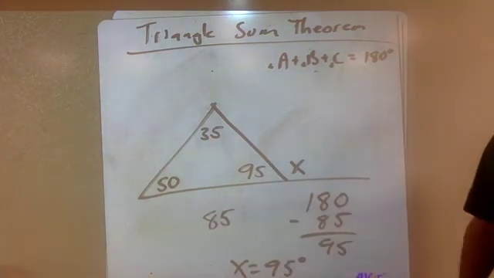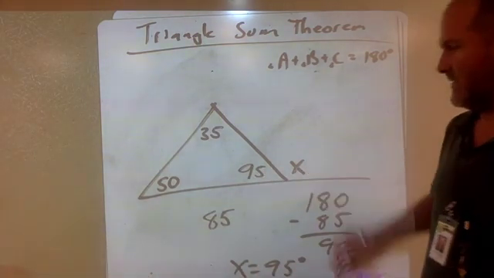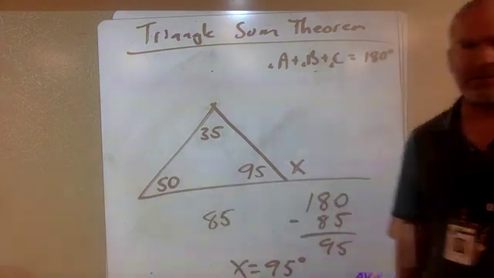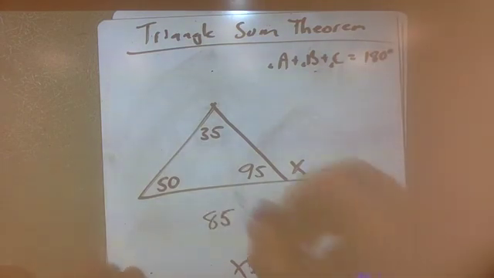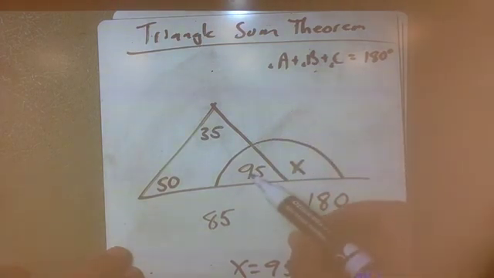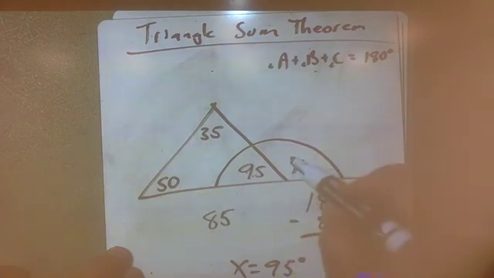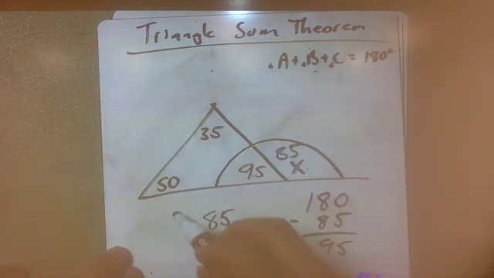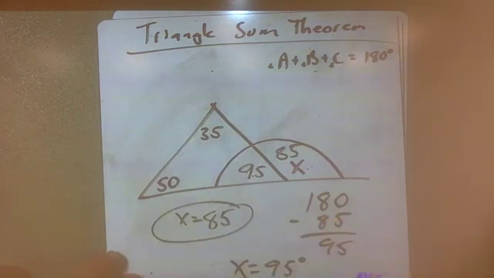So that one's 95, which we can use to figure out x, because not only are there 180 degrees in a triangle, there are also 180 degrees in a straight line. So if this one's 95, what goes with 95 to make 180? 85. So x is equal to 85 in this one, not 95.